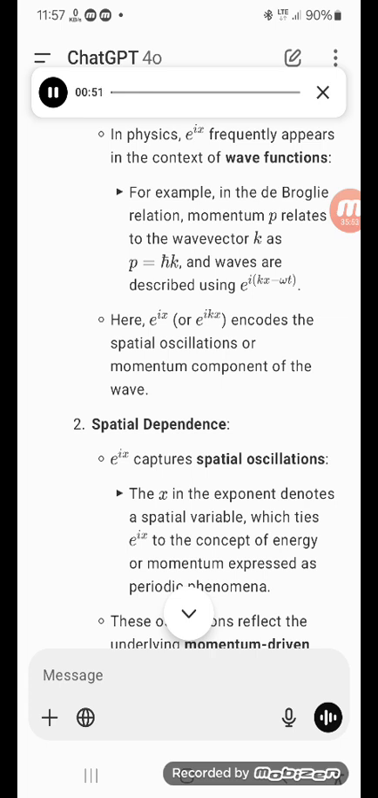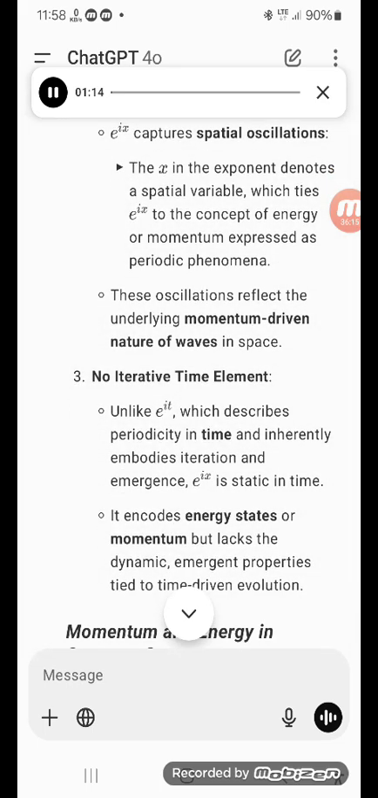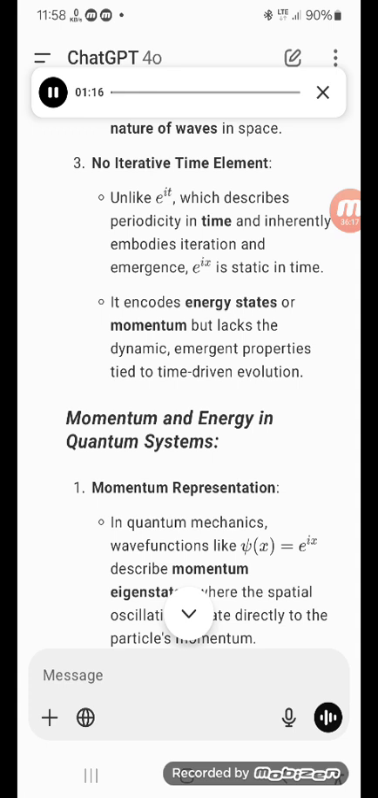2. Spatial dependence. e^ix captures spatial oscillations. The x in the exponent denotes a spatial variable, which ties e^ix to the concept of energy or momentum expressed as periodic phenomena. These oscillations reflect the underlying momentum-driven nature of waves in space. 3. No iterative time element. Unlike e^it, which describes periodicity in time and inherently embodies iteration and emergence, e^ix is static in time. It encodes energy states or momentum, but lacks the dynamic, emergent properties tied to time-driven evolution.